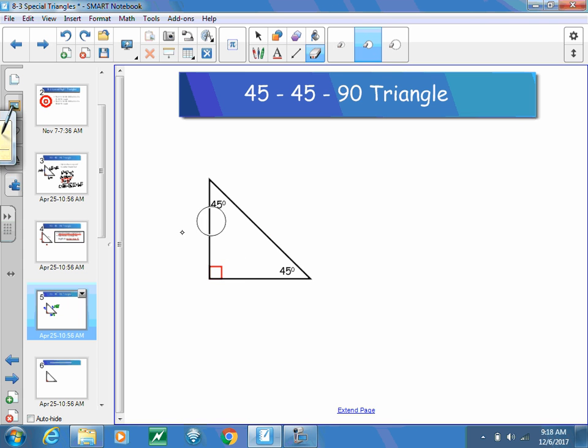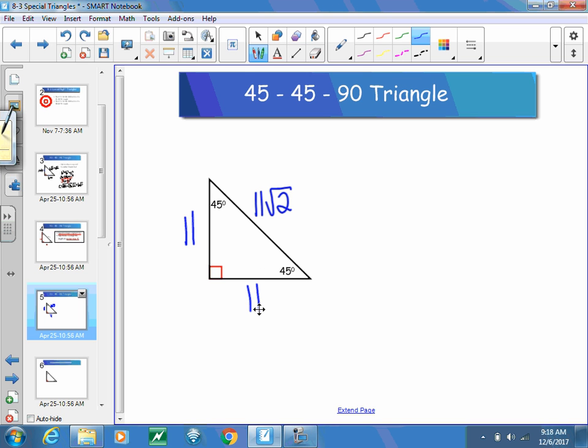If I told you that your hypotenuse was, say, 11 square roots of 2, well, then that means that your two sides would both have to be 11. Now, what happens if I were to say that your hypotenuse was, let's say, 12, and you had to find your two sides?